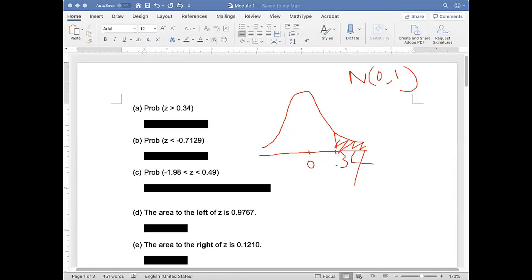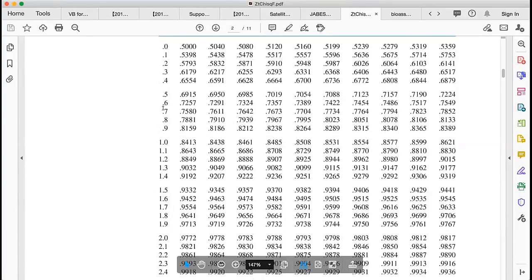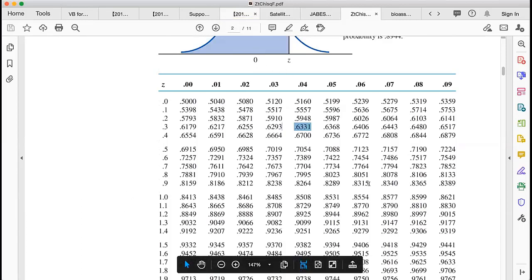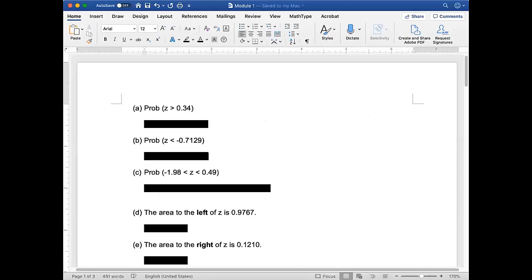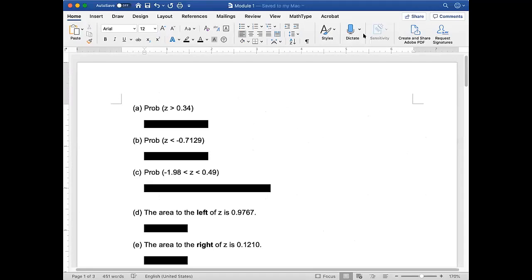Let's see, 0.34 is here, and you can see how I read it. It's right here: 0.6331. Is that the final answer? Would you say that's the final answer? No, I heard someone say no. Why isn't it?